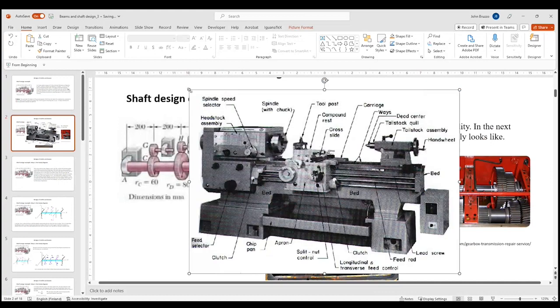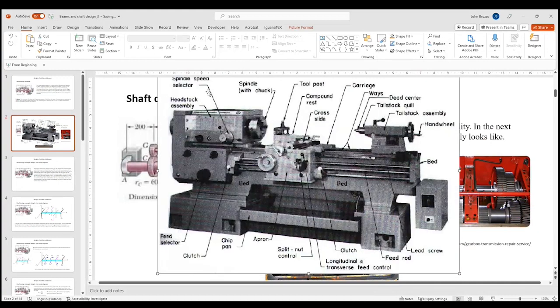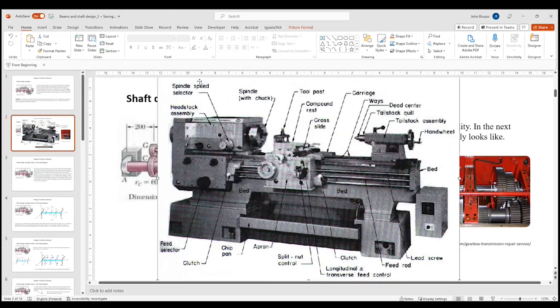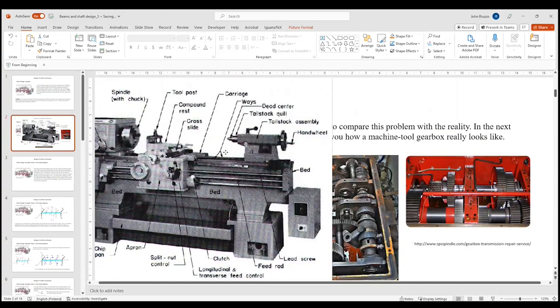So this is a lathe. The word is spindle speed selector. This whole box here is the way that you change the rotational speed of the spindle here.